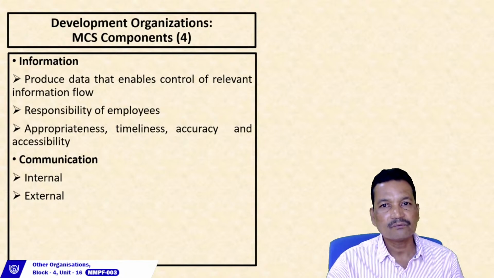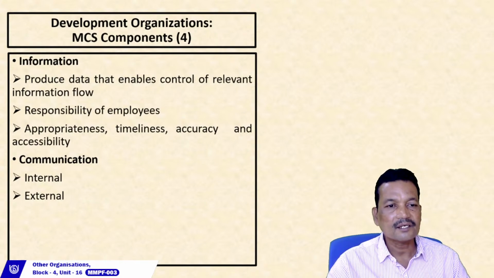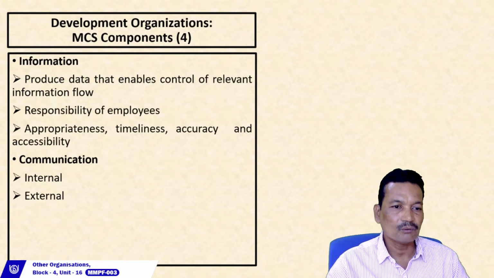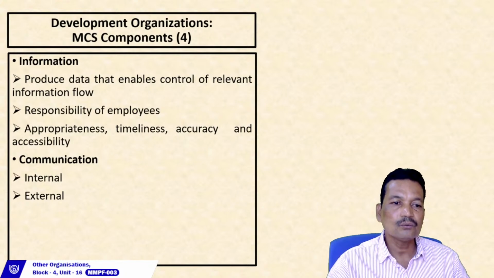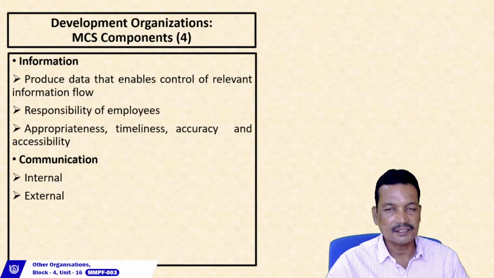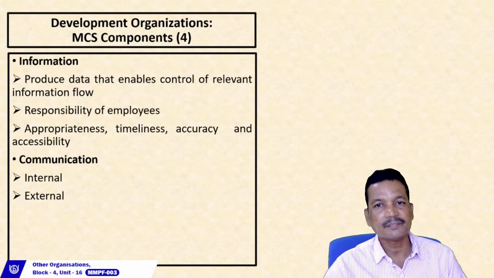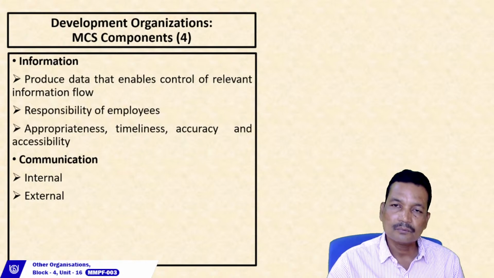We cannot say that the information that has been provided cannot be accessed by others. And the information communication will work in two ways: internal communication, external communication. When we are talking of internal communication, the information will flow towards the management and from the management towards the bottom line.